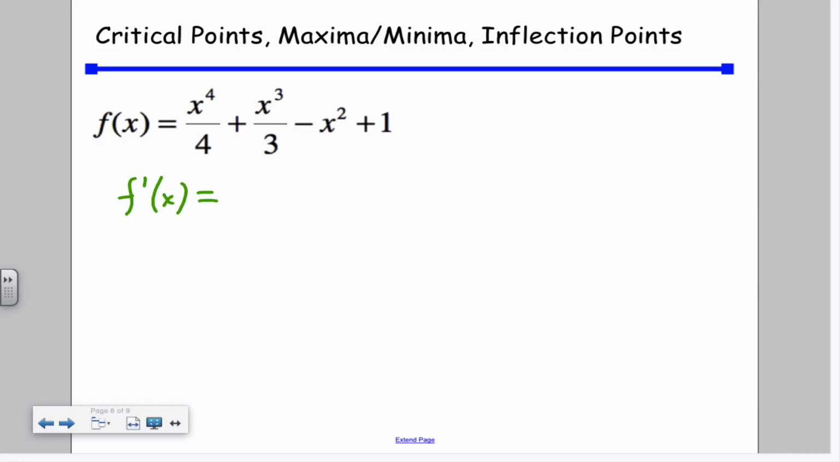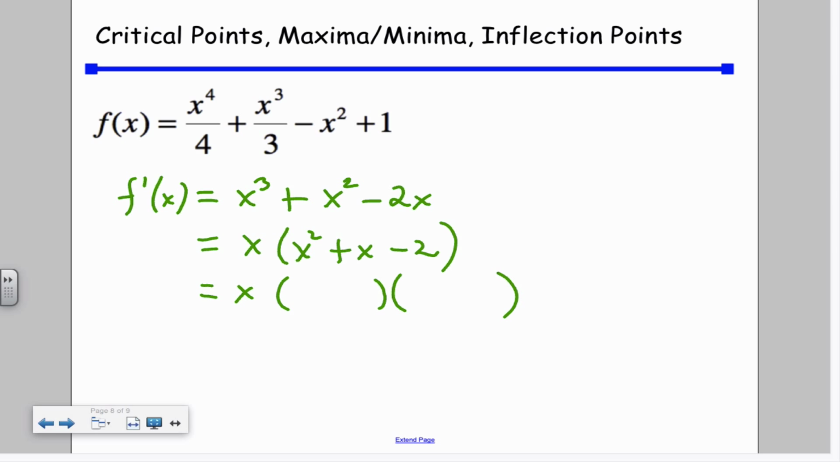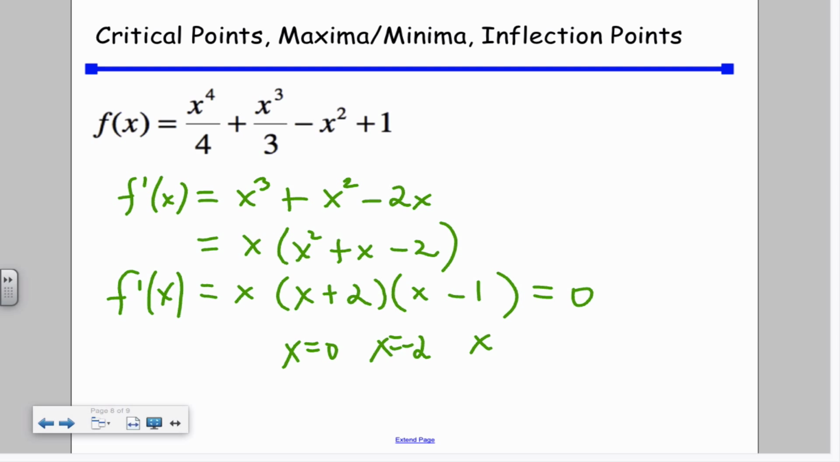If I take the derivative here, I'm going to get 4x cubed over 4, which gives me x cubed, plus 3x squared over 3, which is x squared, minus 2x. I can go ahead and factor out an x, so I'm going to have x times (x squared plus x minus 2). I can factor that further. So I got x times (x plus 2) times (x minus 1), and that's our f prime of x. We're going to set that equal to 0, and so we have x equals 0, x equals -2, and x equals 1. Those are our 3 critical points.